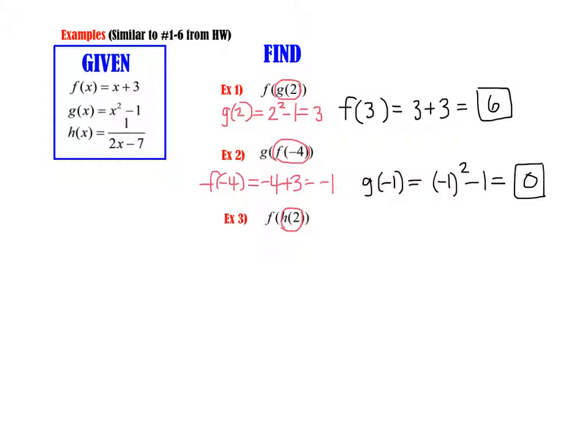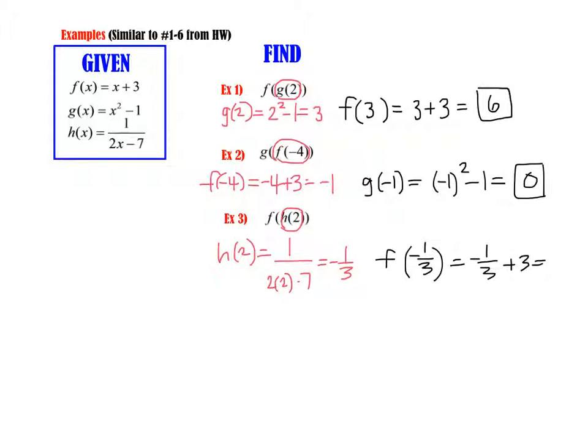One last time, same idea. So if we go to h of 2, function named h, plug in 2, we get negative 1/3. And that outer function there is f of h of 2, so f of negative 1/3. So we'll do negative 1/3 plus 3, or 8/3. So that slide is mostly review from earlier in the year.